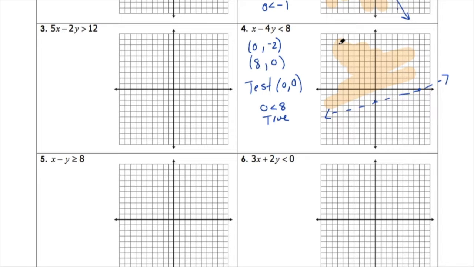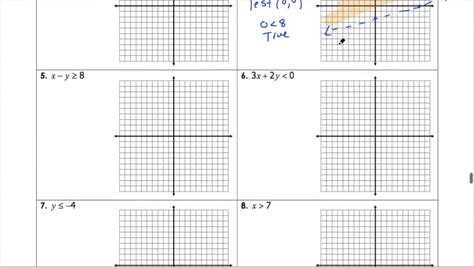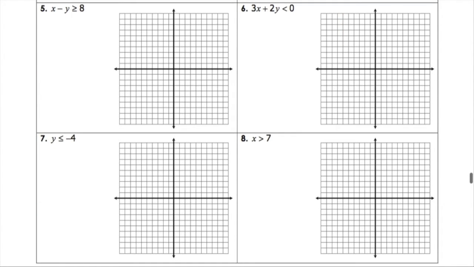All right, let's look at just a few more examples just to make sure we've covered every case here. Let's look at number 6. So number 6, I could actually do this by the intercepts.